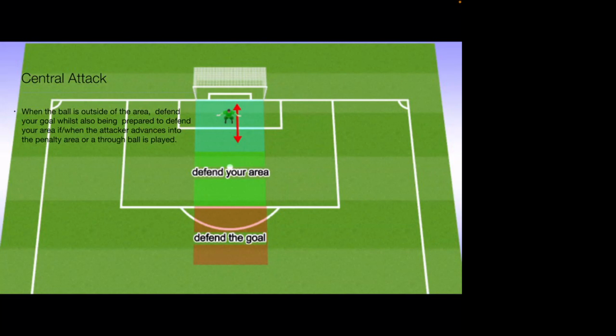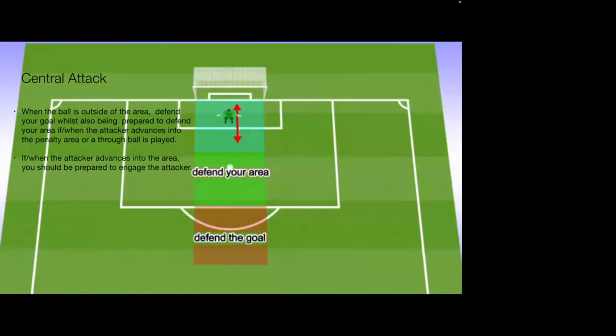So naturally, when the ball's outside the area and the attack is in control, there's very little that we can do as goalkeepers. So the best thing that you can do is drop back, defend your goal, make life a little bit harder, make the attacker work a little bit harder to get into a goal scoring opportunity. Outside the area, you can't use your hands if they're in control, but they can essentially do what they want to do with the ball.